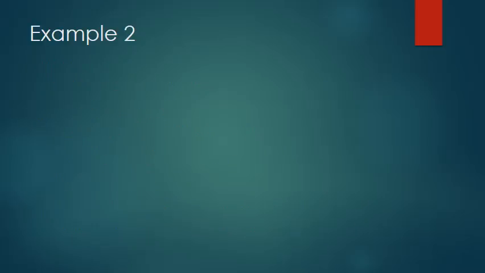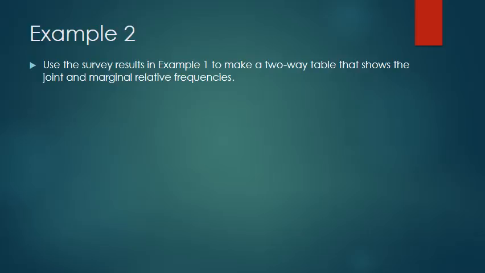All right, example 2 now. Using the survey results from example 1, so we're using the same numbers from example 1, now we're going to make a two-way table that shows joint and marginal relative frequencies. In example 1, we made a table that showed joint frequencies. Those were the numbers in the table, and then the marginal frequencies. That was when we added the row and the column for the totals.